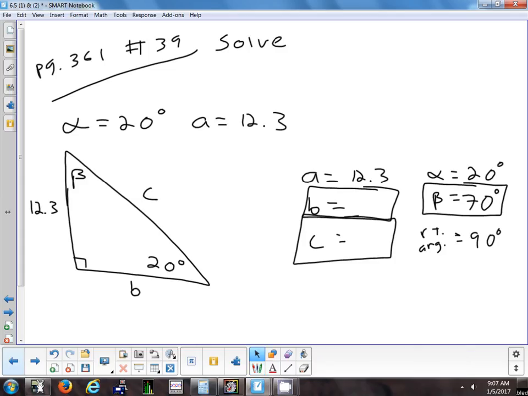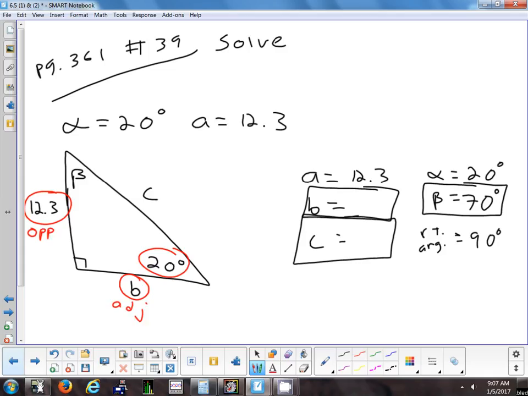Fred, which one do you want to do first? B. So we're going to find B, and we're going to go back to what was given, the 20 and the 12.3. First thing we need to do is figure out the names of these two sides, the name of the side I know and the one I want to know. This is opposite, and that's adjacent. Any questions on why those are the two sides?